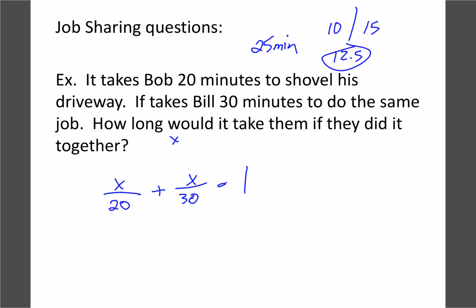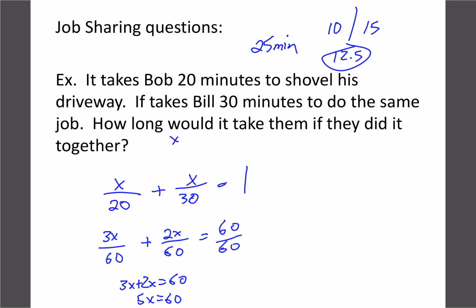If we do common denominators now, our common denominator in this case will be 60. So we would multiply our first fraction by 3, our second fraction by 2, and we'd have to multiply our 1 by 60 as well. So our equation ends up being 3x plus 2x equals 60. That gives us 5x equals 60, and 60 divided by 5 is 12. So that means the total time it would take them would be 12 minutes.